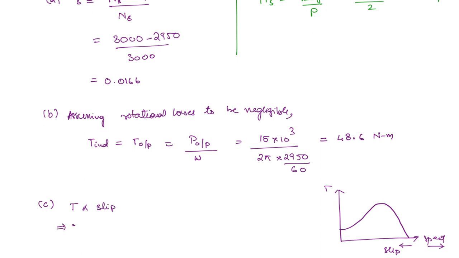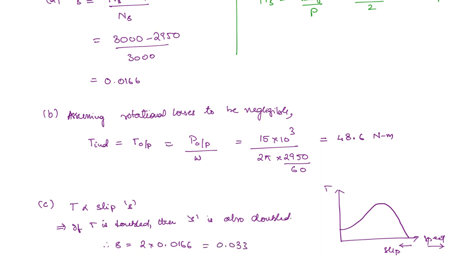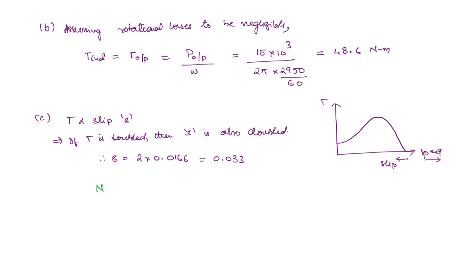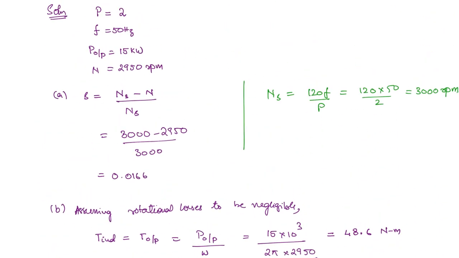This means that if T is doubled, then slip S is also doubled. Therefore, what will be the slip? 2 times 0.0166. Thus, you are going to get 0.033. From here, you can find out the speed. What will be the speed? 1 minus S times the synchronous speed. Okay. So 1 minus 0.033 into 3000. If you calculate, you are going to get 2901 rpm.